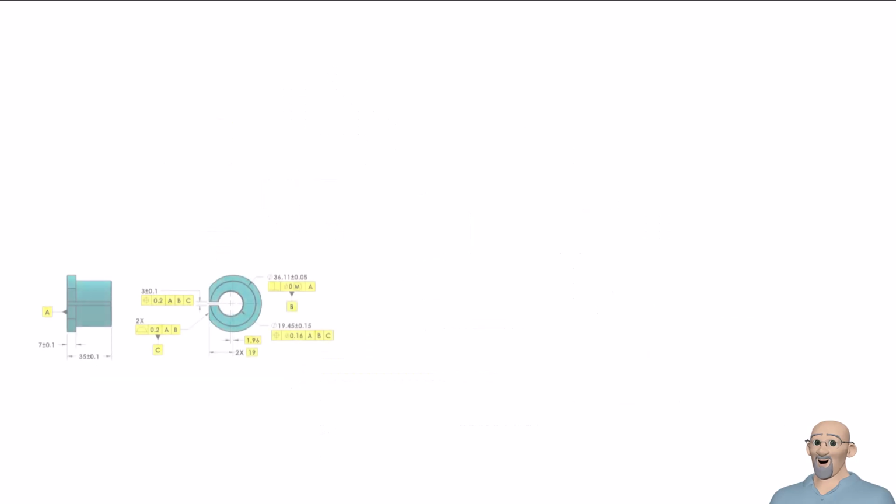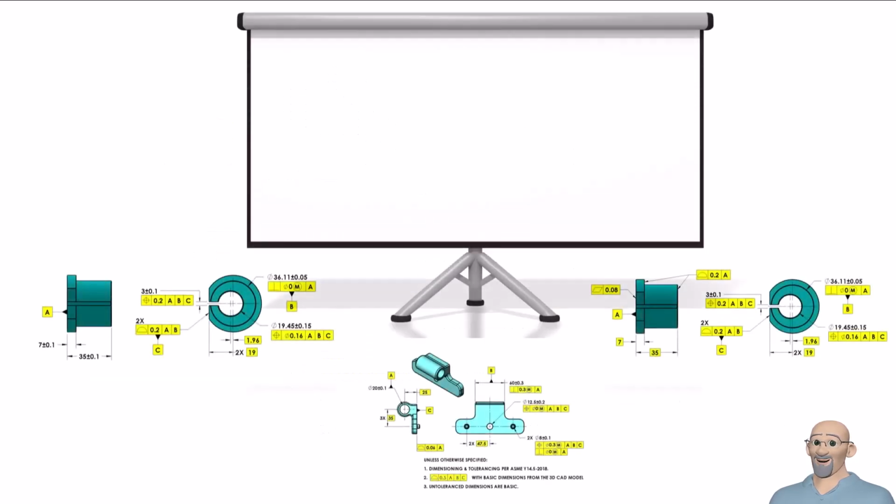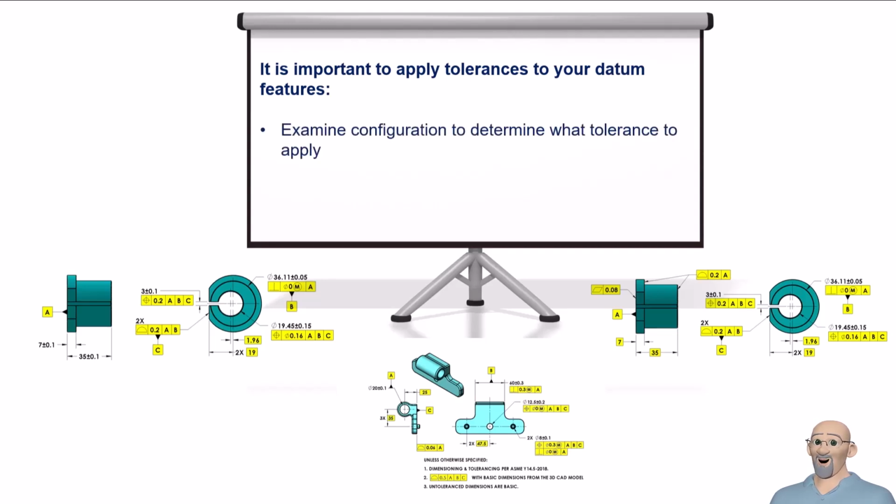As we have seen in these three examples, it is important to properly apply tolerances to a set of datum features. To do this, we must examine the configuration of the datum features to determine which tolerances to apply to each. We must also determine which of the higher precedence datum features we must reference for each orientation or location tolerance.